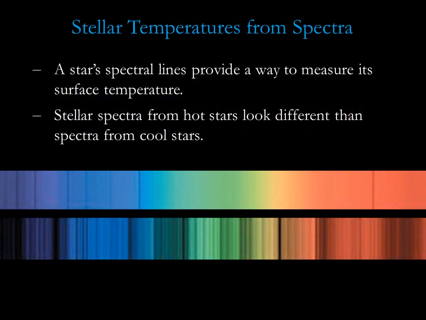A star's spectrum provides a second and more accurate way to measure surface temperature. If you were to study the spectra for many different types of stars, you would see that the spectrum for a hot star looks different from the spectrum of a cool star. The type of spectral lines present in a star spectrum can provide us a direct measure of the star's surface temperature.